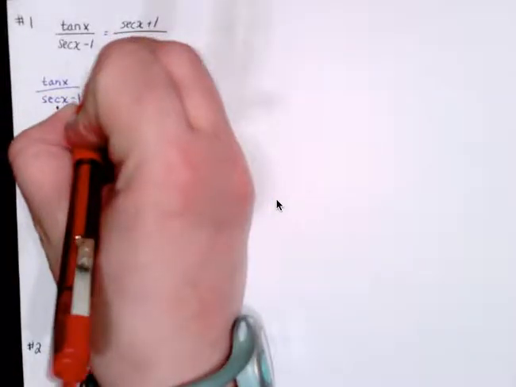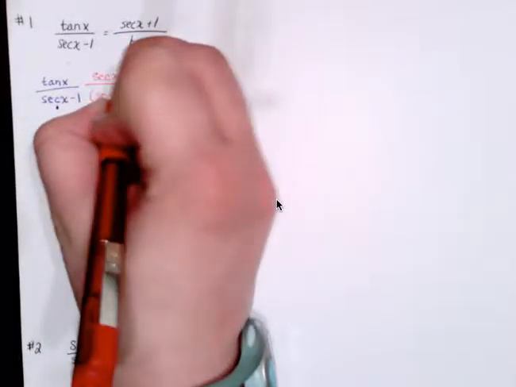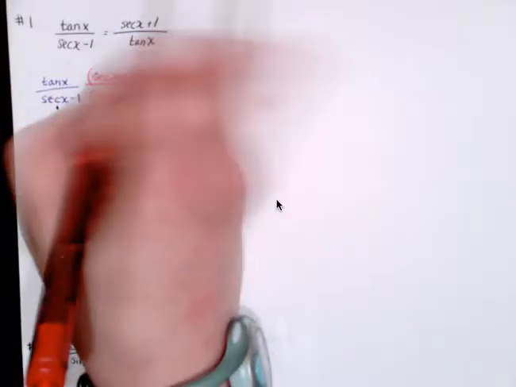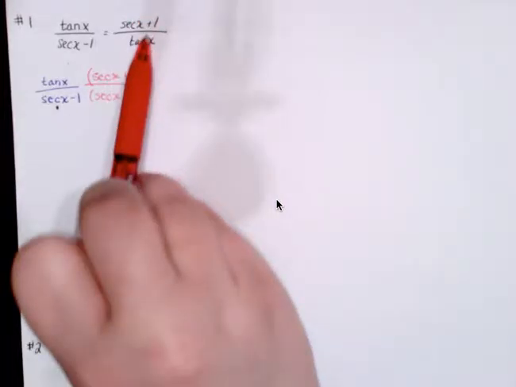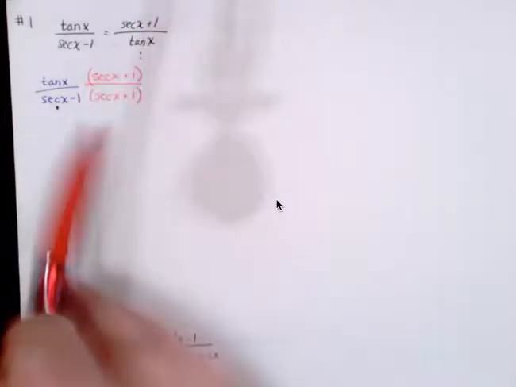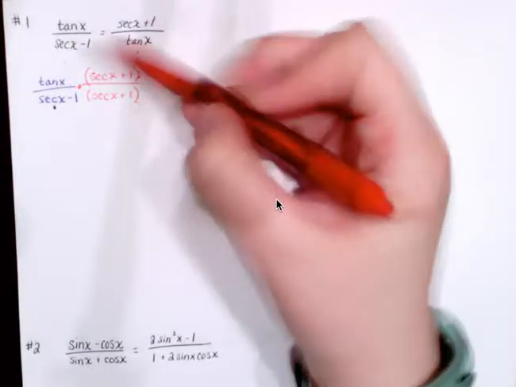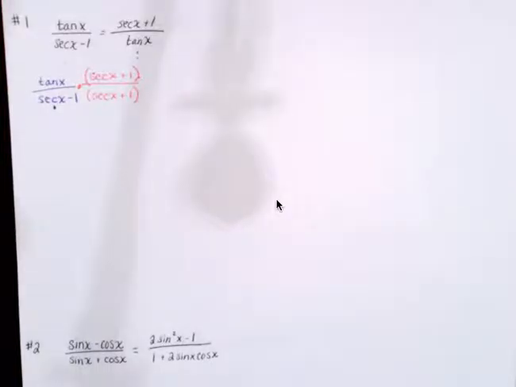And then you're going to do the same to the top. So you can just remember to multiply by the conjugate. The other way to think of it is I know I want secant of x plus 1 on top when I'm done. So why not just times it by secant of x plus 1? And the reason I have to do it over itself is so that's equal to 1, so I'm not actually changing anything. That's what I mean by manipulation.